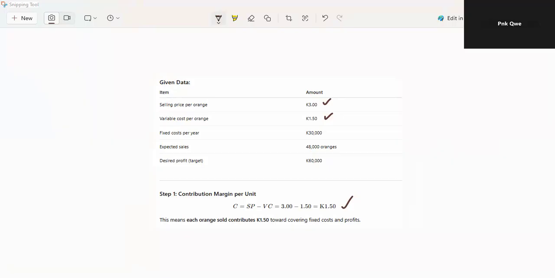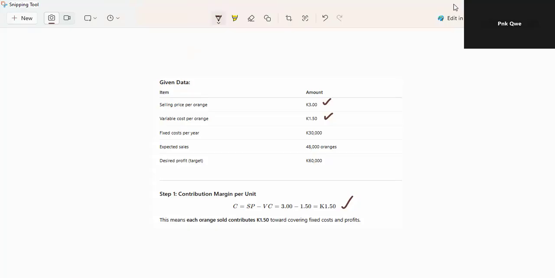So the significance of that is simply, it measures what? It means each orange can be sold and it contributes 1.50 towards covering the fixed cost. Okay, then we go to the break-even point in units and the break-even point in what? In value. Who remembers the formula for the break-even point in units? I was just giving you the transitive way of doing all this quickly.